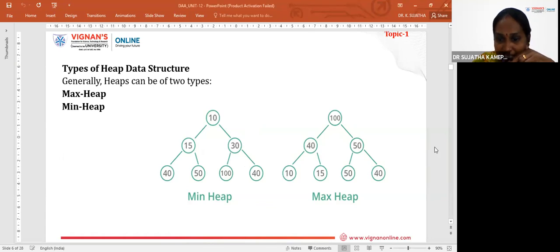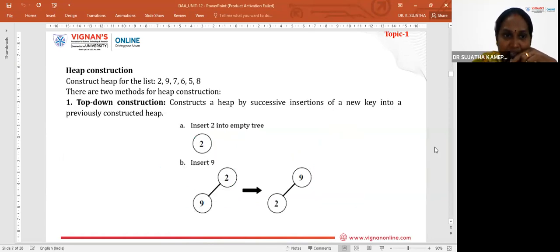These two are the max heap and min heap. Next, coming to heap construction, how is a heap constructed, right? Now here there are two approaches for constructing the heap. One is top-down construction and another is bottom-up construction. Now here we are going to see both the methods, how a heap is constructed in a top-down way and in a bottom-up way.